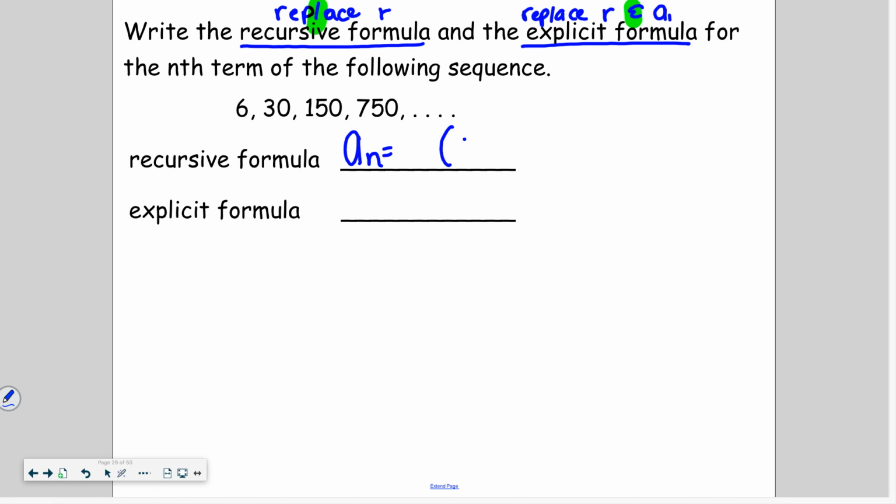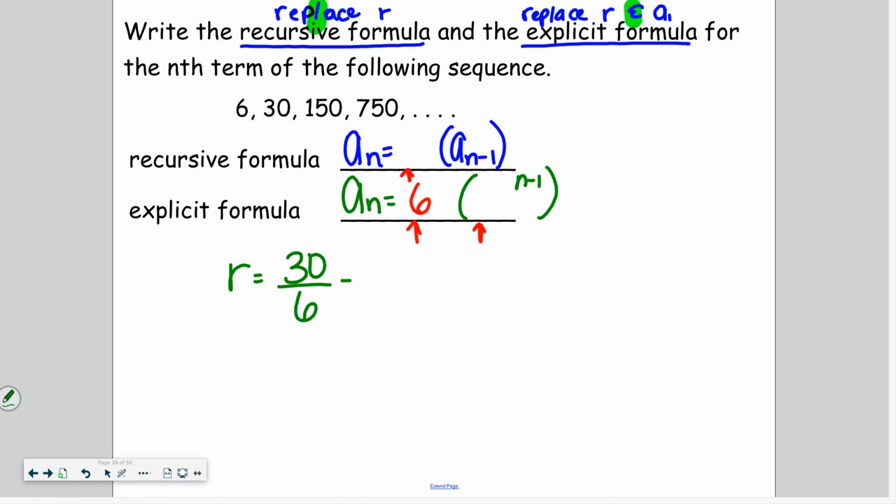You're just going to replace the r on the first one. So you just need this one for here. And then for the second one, for the explicit formula, you're going to replace a sub 1 and r, which a sub 1 is 6. And to get r, we're going to do 30 divided by 6, which is equal to 5. So 5 goes here, and 5 goes here. So if we wanted to graph that one, we would start out with 6 and multiply by 5 every time. And then you would be able to graph it, and you would have your sequence.